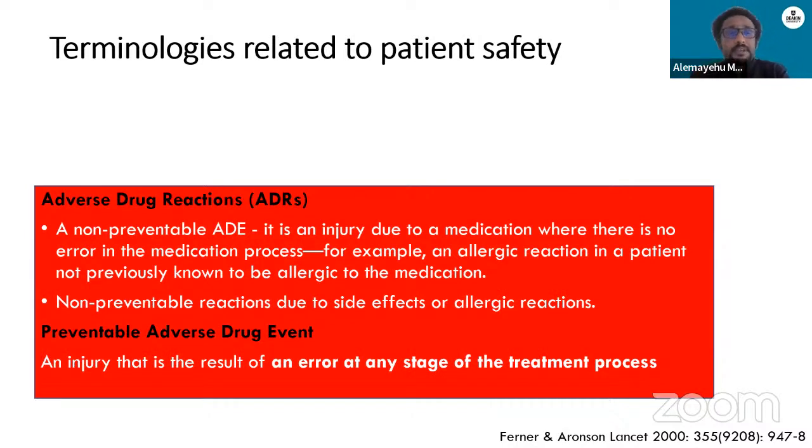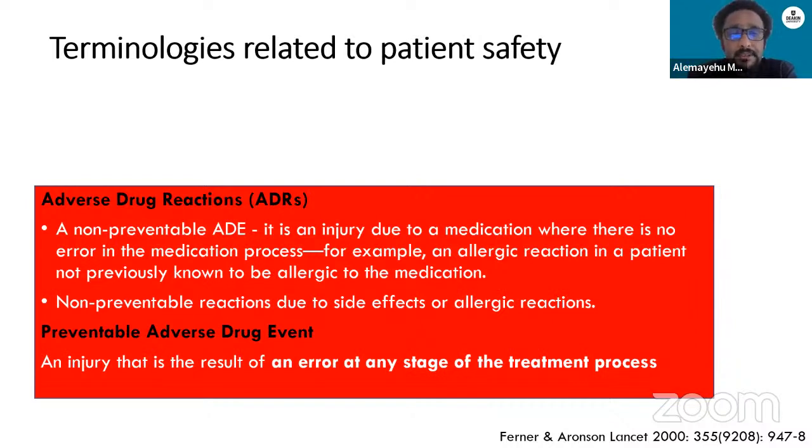Adverse drug reaction is an unpreventable adverse drug event. It's an injury due to a medication where there is no error in the medication process. This means that this harm is caused due to the intrinsic nature of the medication. It's not about medication error, but it occurs because of the nature of the medicine. For example, an anaphylaxis reaction for a patient who is not previously known to be allergic to a medication. In such a case, we call it an adverse drug reaction.